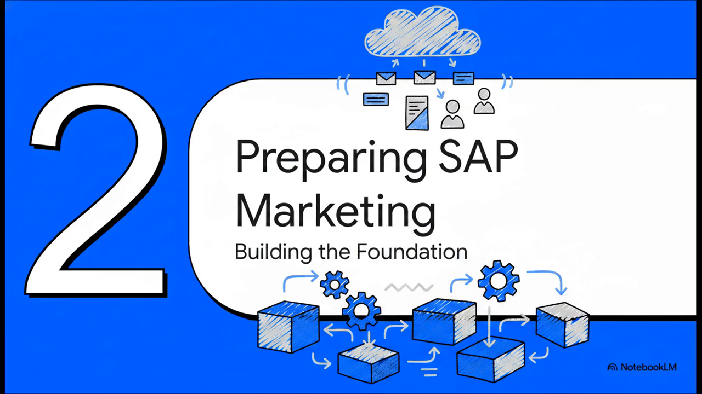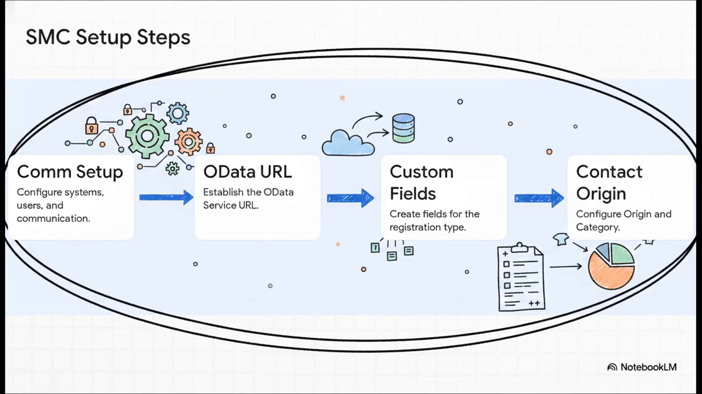Let's see how they build a landing pad here. The guide maps out some absolutely crucial foundational setup that has to happen before a single byte of data can flow. You've got your communication setup, which means locking in the systems, users, and arrangements so these platforms can actually talk to each other securely. From there, you're establishing the OData service URL, setting up specific custom fields for the registration type, and finally getting your contact origin and category dialed in.